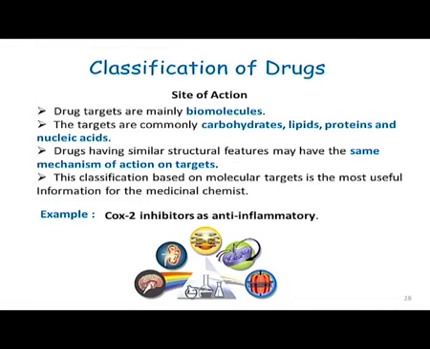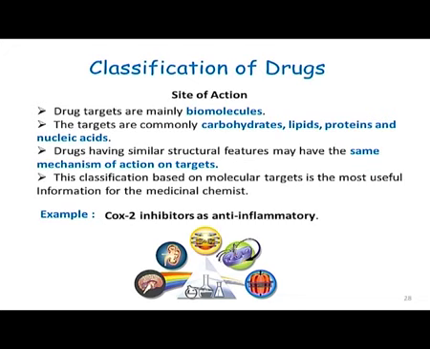So then your drug has to target that particular epicenter in the body, and those epicenters are generally biomolecules, and those biomolecules are called drug targets. The most common drug targets are generally carbohydrates. They can be lipids, they can be proteins, or they can be nucleic acids. Drugs which have similar structural features may have similar mechanism of action. So this type of classification is based upon the type of molecular target which is being hit by that particular drug, and this is more or less a foolproof mechanism of classification.